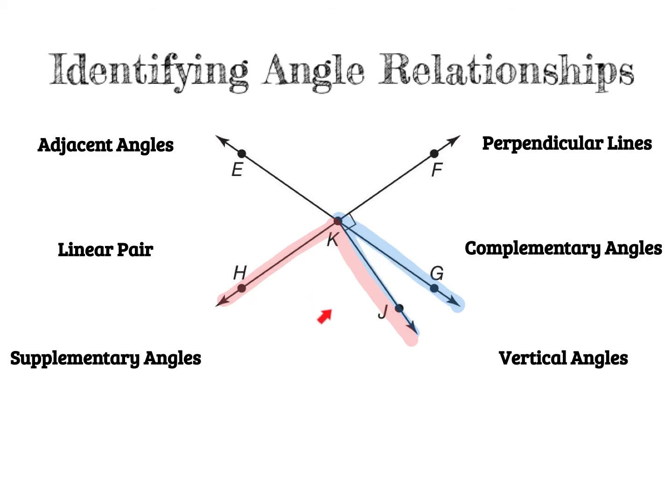Now, HKJ and EKF are next to each other. Technically, this angle is next to all of them, right? But they're only considered adjacent if they share the vertex and a line. So they have to be touching each other. I'm going to write here the example as one of them, but there are several examples you could use. Angle HKJ and JKG.